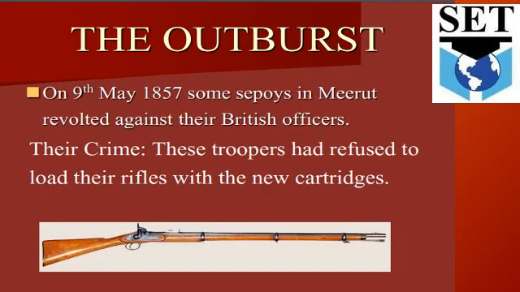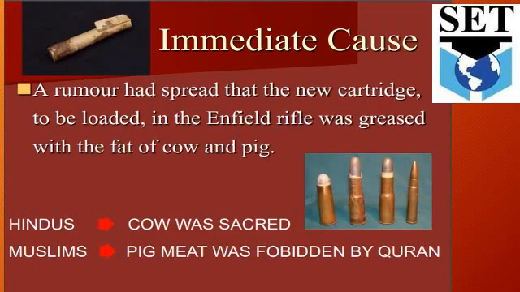The outburst. On 9th May 1857, some sepoys in Meerut revolted against the British officers. Their troopers had refused to load their rifles with the new cartridge. Why? Because a rumor spread that the new cartridge to be loaded in the Enfield rifle was greased with the fats of cows and pigs. These fats are forbidden in Islam and Hinduism, so the soldiers refused to use those bullets.